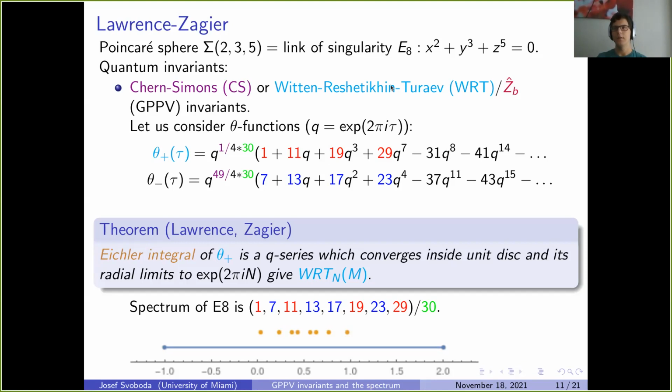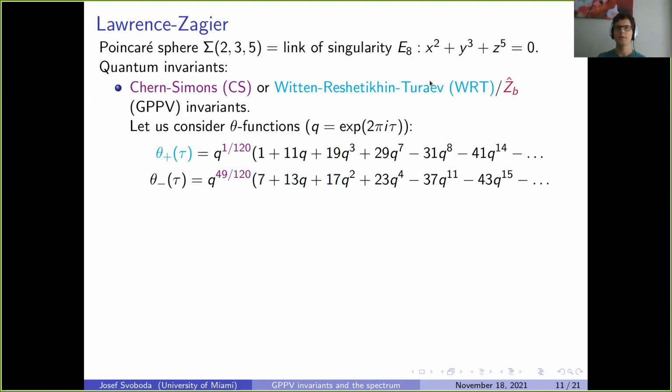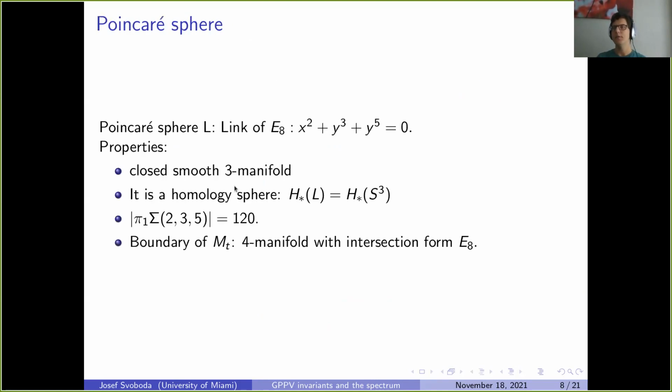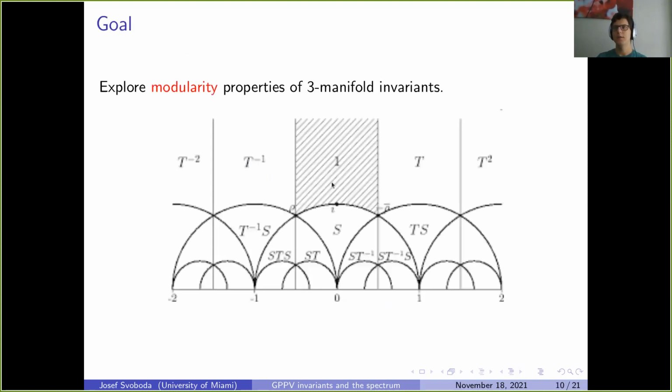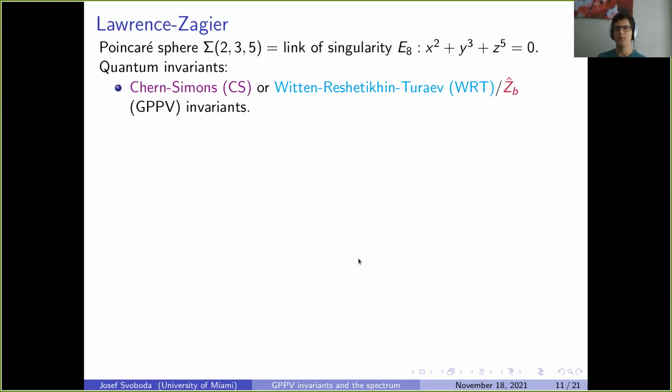So in this E8 case, there is just one spin C structure because this manifold, as I mentioned, is a homology sphere. So spin C structures are in a non-canonical bijection with the first homology group of the manifold. So here the first homology is 0. It means that there is just one spin C structure, so there is just one Z B, and it is this Eichler integral of this theta function.